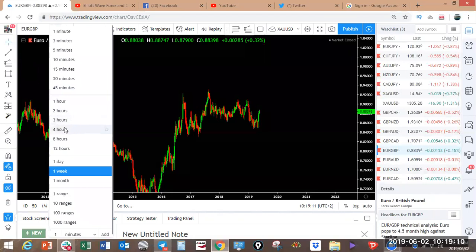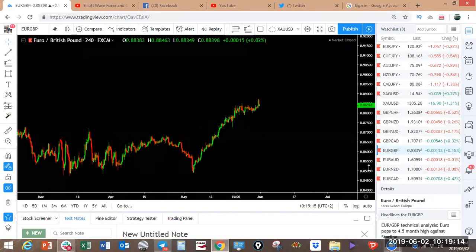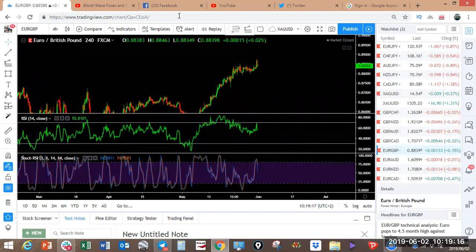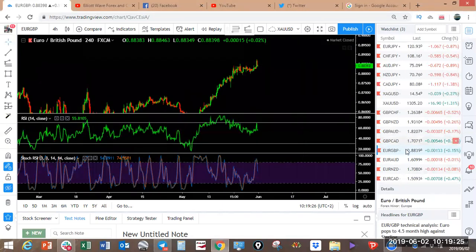Let's look at the 4 hour. So you're simply looking for entry points. Even if it seems like there's a bit of divergence, that divergence can simply mean you're going to have a pullback. So don't let the pullbacks fool you. They will still push higher. That's euro pound. Let's do the rest of the euro pairs.